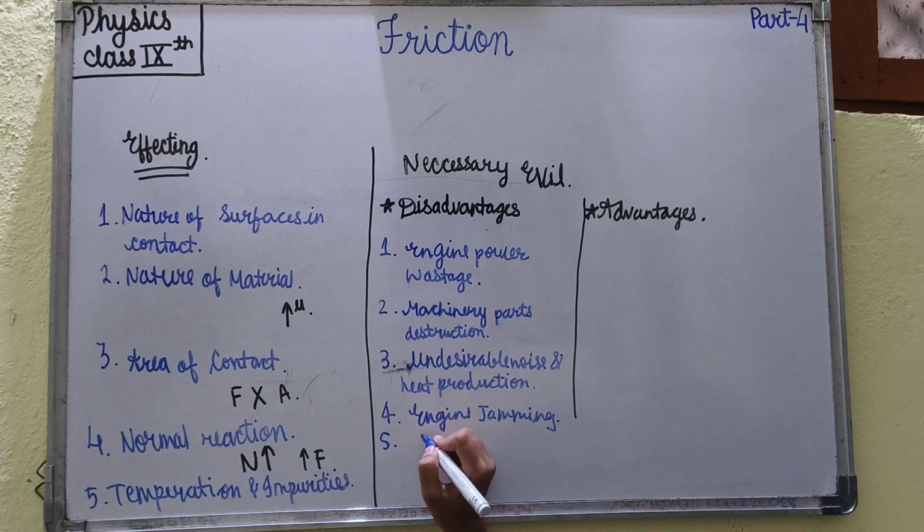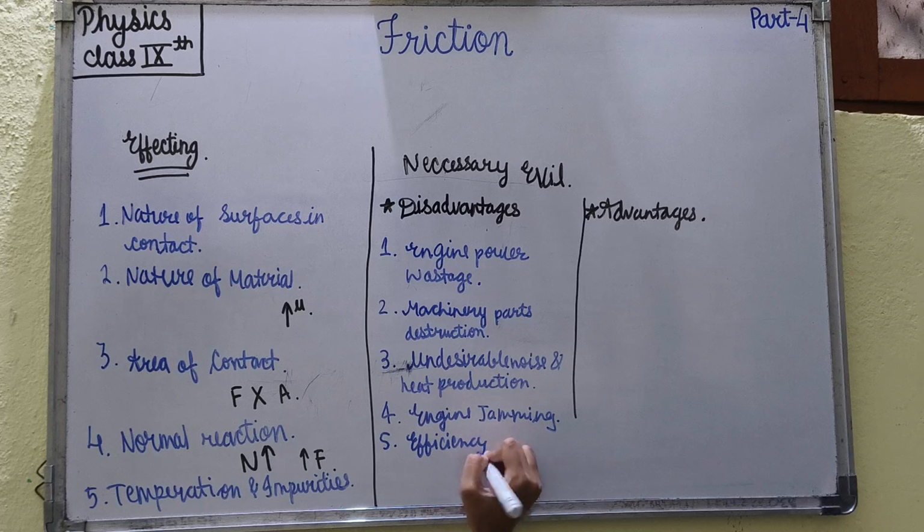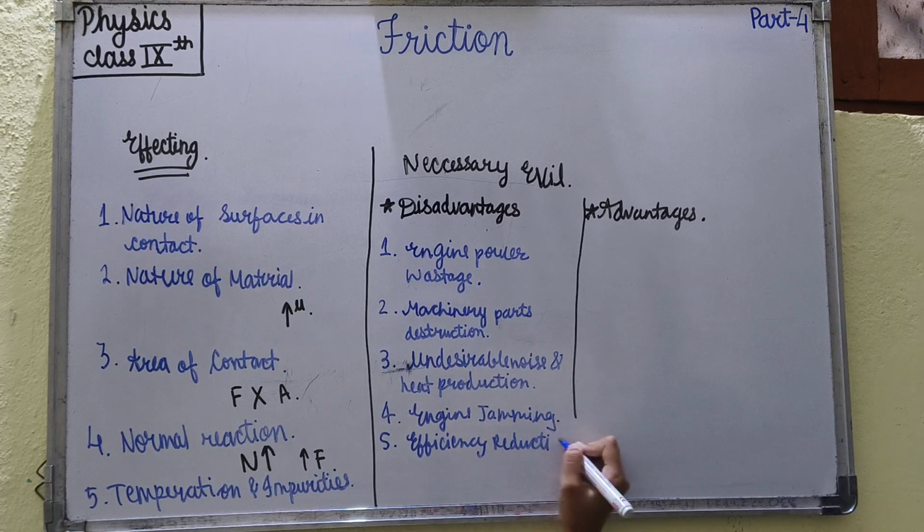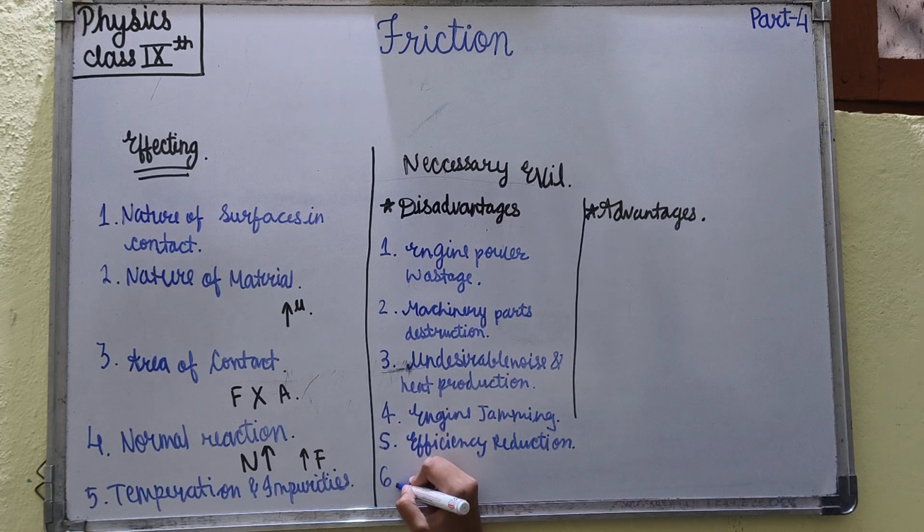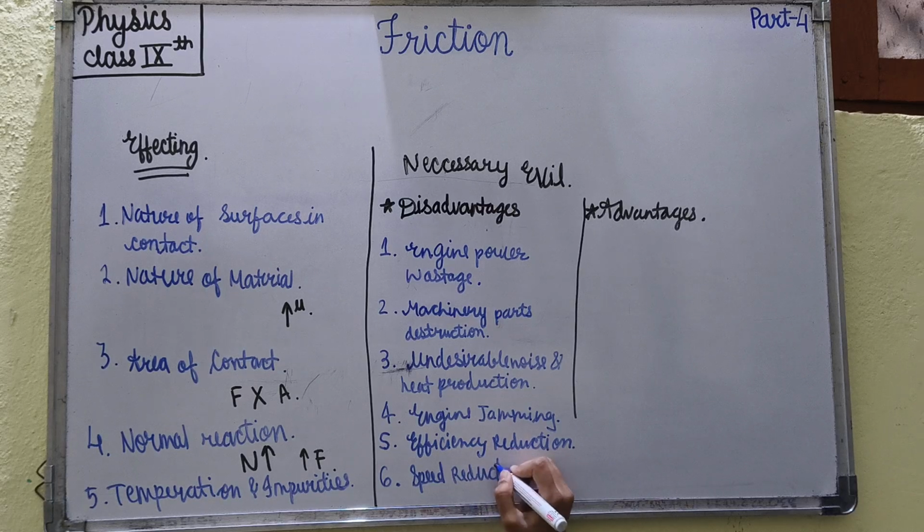Fifth is efficiency reduction. Friction reduces the performance and efficiency of machines. Sixth is speed reduction. The force of friction between air and moving vehicles like buses, cars, trains, aeroplanes, rockets, etc. restricts their speed.